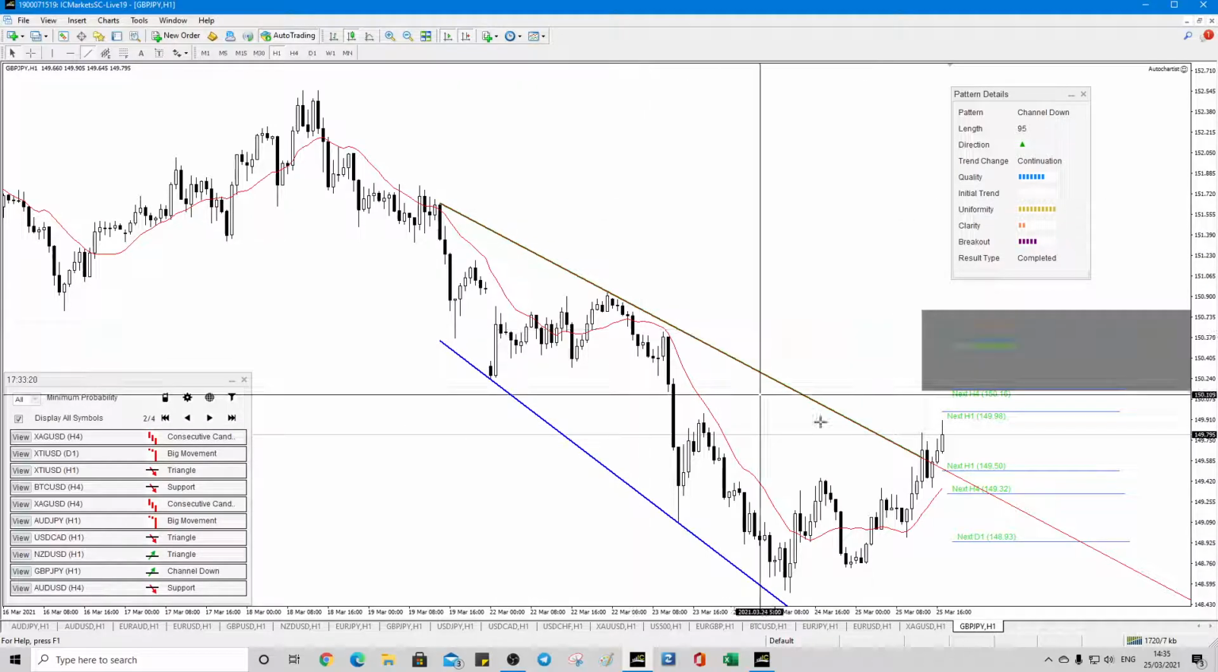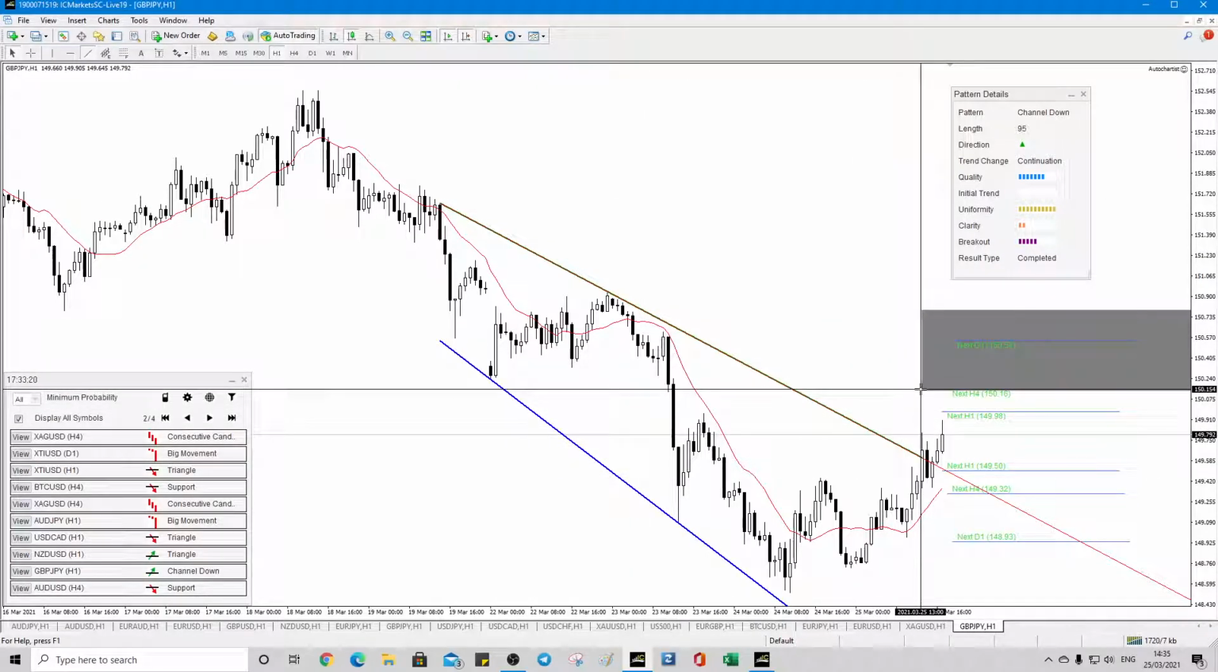So we see how we've broken that. And there is some resistance at 150.15, and I'll go for the SLCs, and that actually coincides with the SLC. So just bear that in mind for you guys who are trading this pair. But have a look at the Auto Chartist, it's really cool.